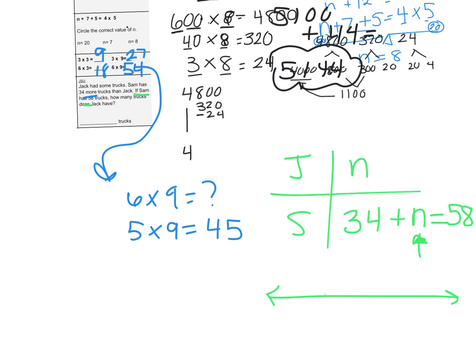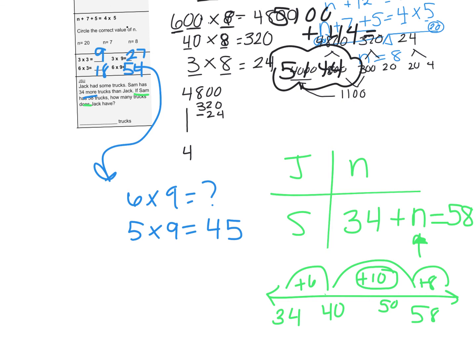So I am going to think about this as a counting up strategy. I'm starting with 34 and I want to end with 58. I'm going to do a jump of 6 to get to 40, and a jump of 10 to get to 50, and a jump of 8 to get to 58. So now I did a jump of 10 and 8, that's 18, plus 6, that's 24. So I see that I have 24 jumps total. So that means that N is 24.